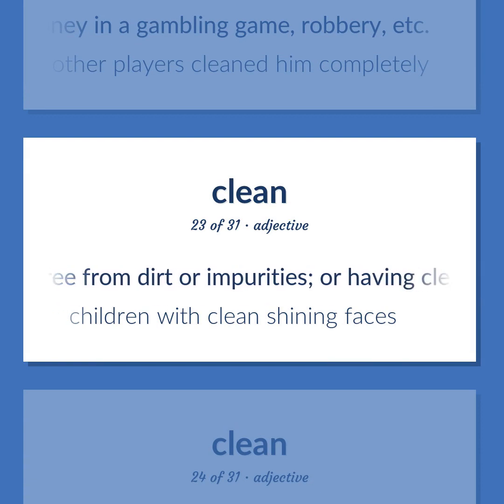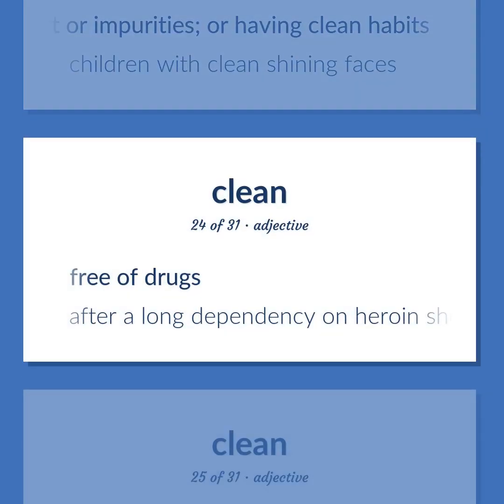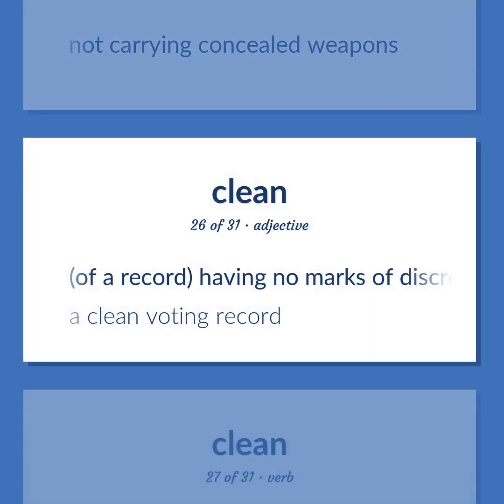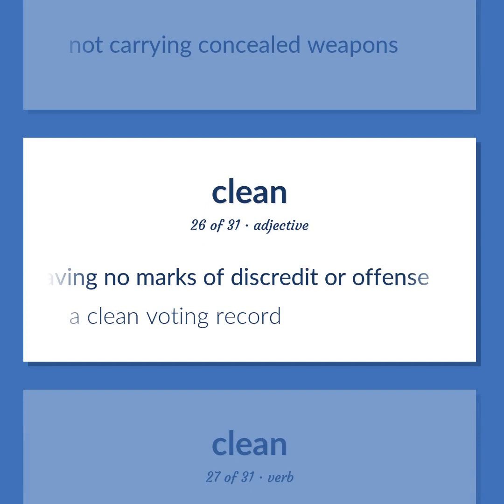Free from dirt or impurities, or having clean habits. Children with clean shining faces. Free of drugs. After a long dependency on heroin, she has been clean for 4 years. Not carrying concealed weapons. Of a record, having no marks of discredit or offense. A clean voting record.